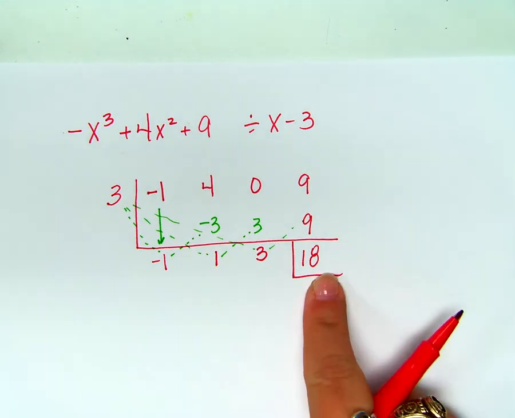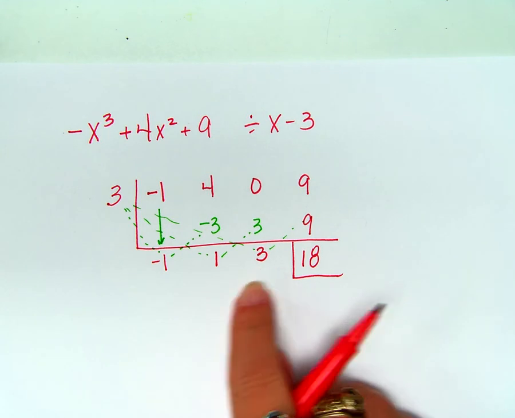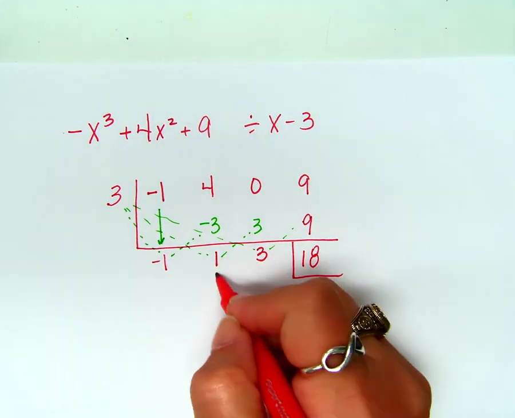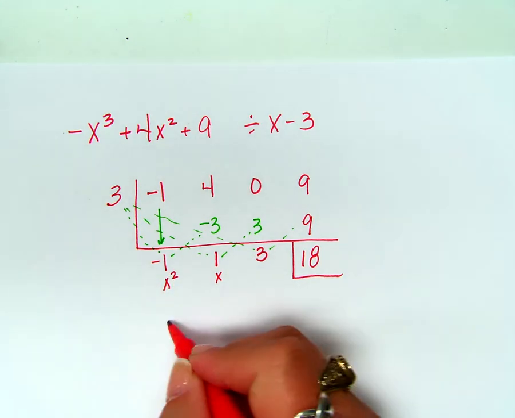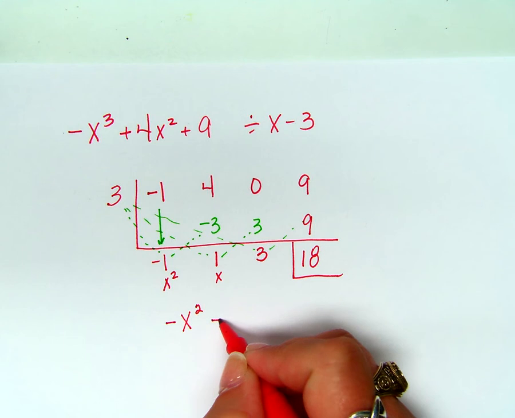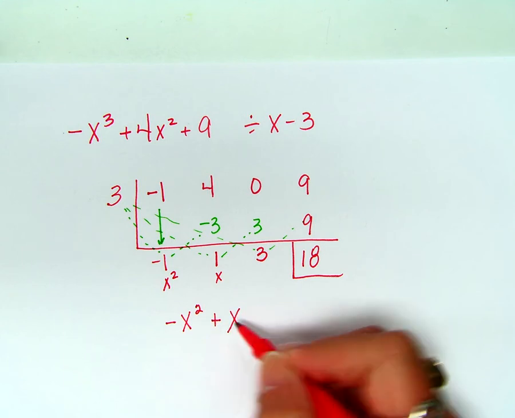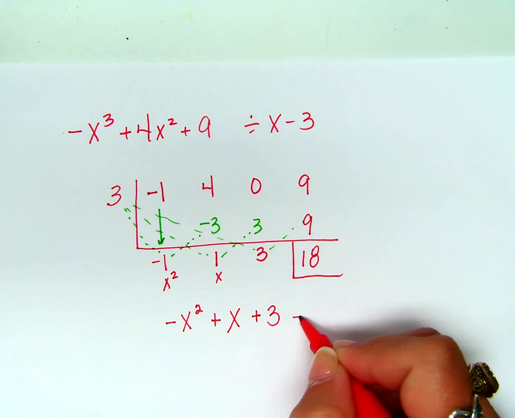What's the 18? The remainder. So this term is the constant. This term is the x term. This term is the x squared. So what is my answer? Good.